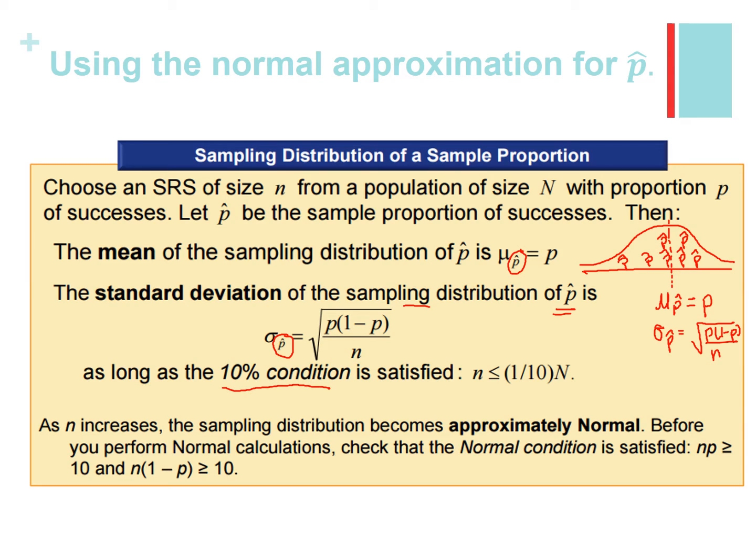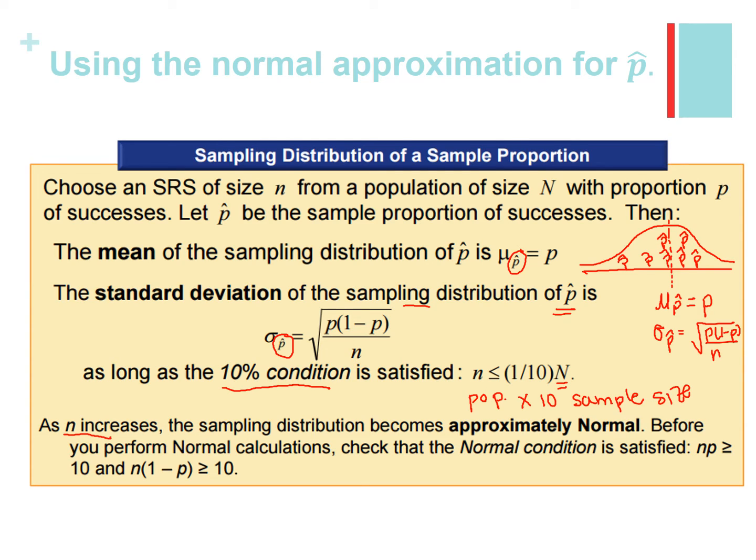Now, it says as long as the 10% condition is satisfied. Remember, that means your population has to be 10 times the sample size. Okay, so this is basically saying that the population has to be 10 times the sample size. What else has to be true in order to use this?